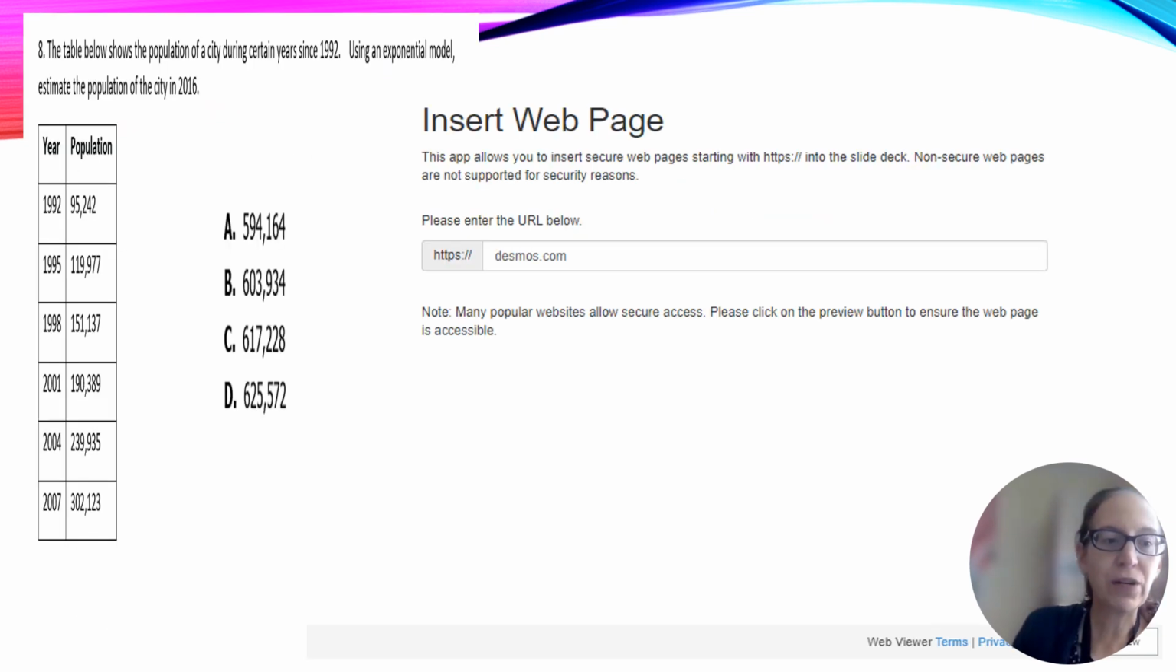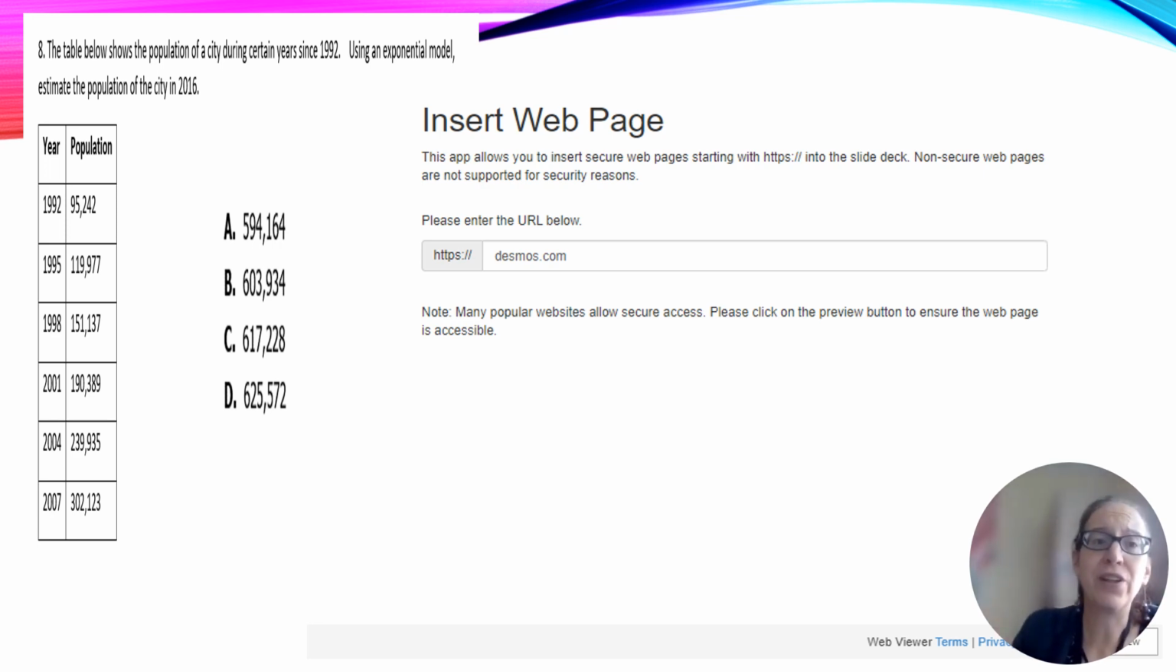So this brings us back to problem 8. And I do have a video where this is the only problem that I did, because it is really messy and I'm not totally sure how well this is going to work. But the table below shows the population of a city during certain years since 1992 using an exponential model. So they are telling you this is an exponential model.